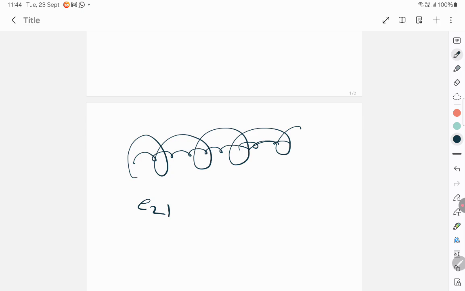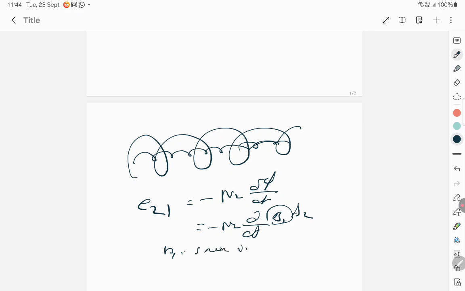They got stuck. Why? Because it's minus N2 into d phi by dt, which is minus N2 into d by dt of B1 into A2, whereas B1 is non-uniform. Because outside, B1 lies outside solenoid S1, and therefore it's non-uniform. So they couldn't predict the magnetic field. And how will they find mutual inductance then?